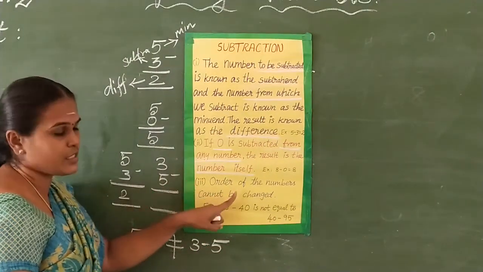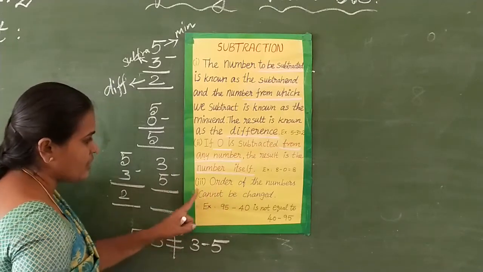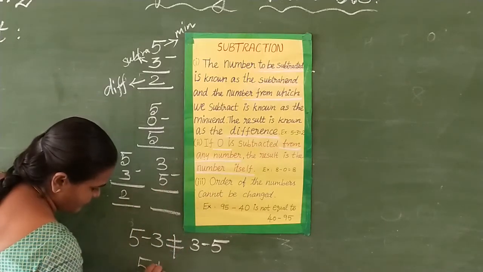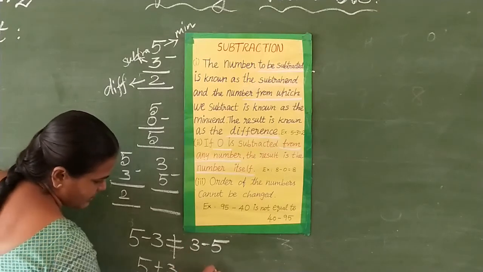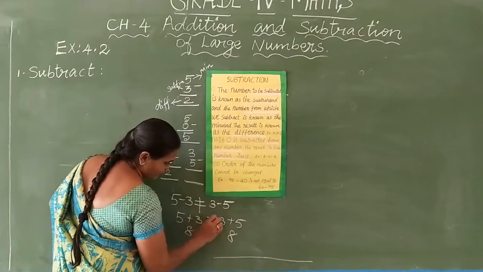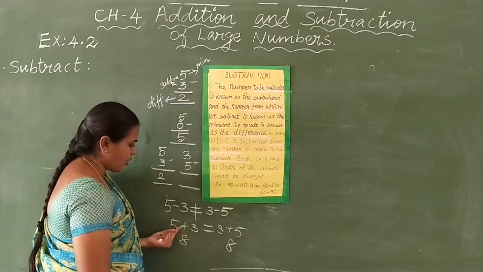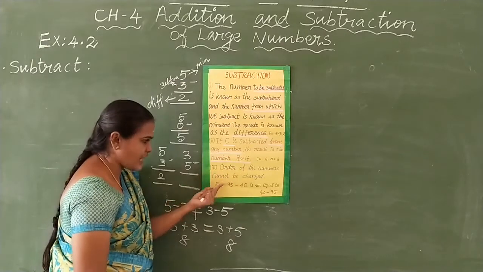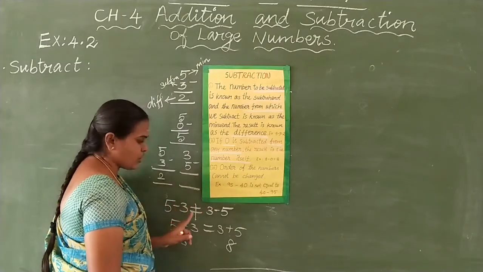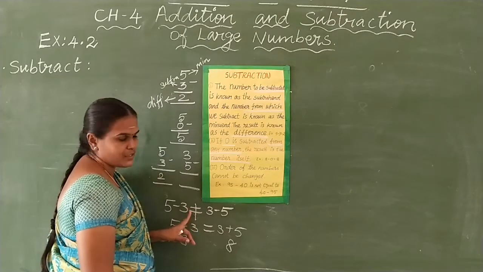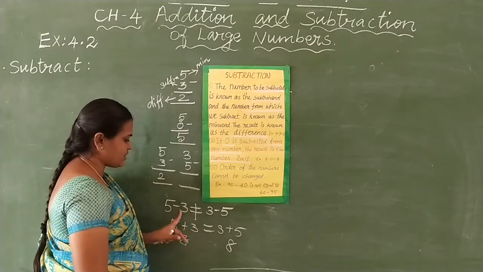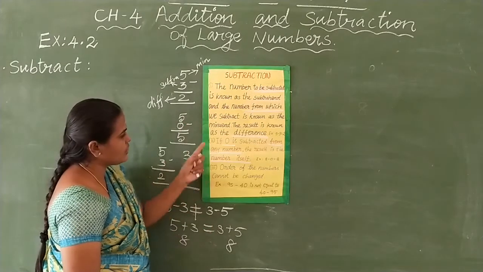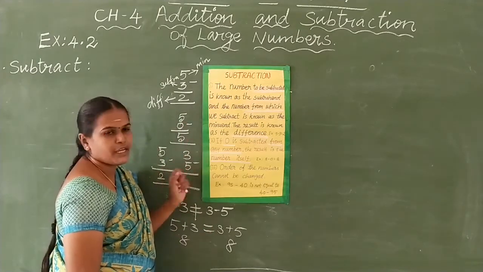Okay. Suppose addition concept, it was the same rule, you know, but if the order of the numbers is changed we also come to the same answer. For example, 5 plus 3, your answer is 8. 3 plus 5, answer is 8. So both are equal. So in addition, if the order is changed, we get the same answer. But in subtraction, order of the numbers cannot be changed. That means if you change it, we do not get the same answer. These two are not equal. So 5 minus 3 not equal to 3 minus 5. Okay. So these 3 rules are very, very important.